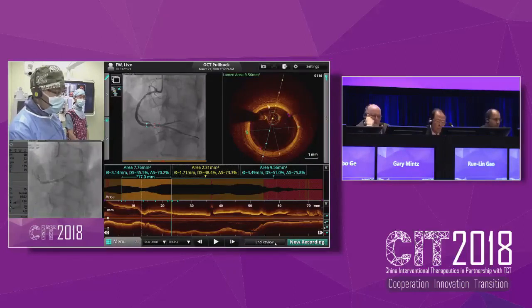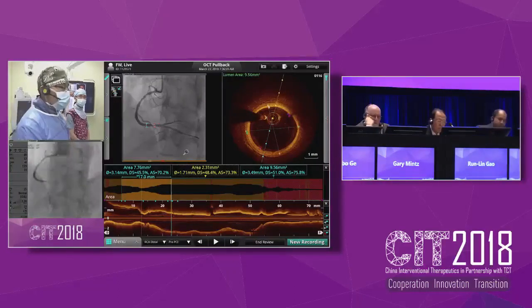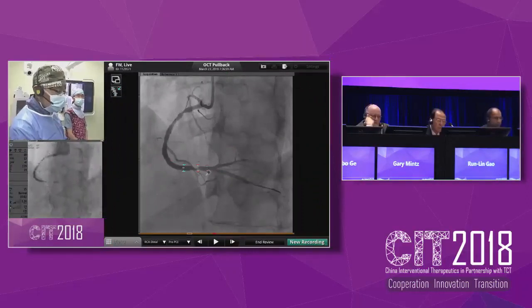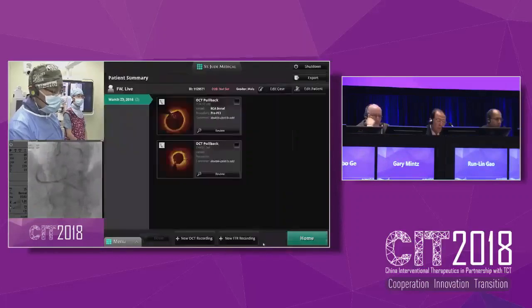Also, we do the angiographic coregistration. You can see this is the distal landing zone, and this is the proximal landing zone. We will place the stent guided by the coregistration. Also, we performed... I'm sorry, I'm going to jump in.